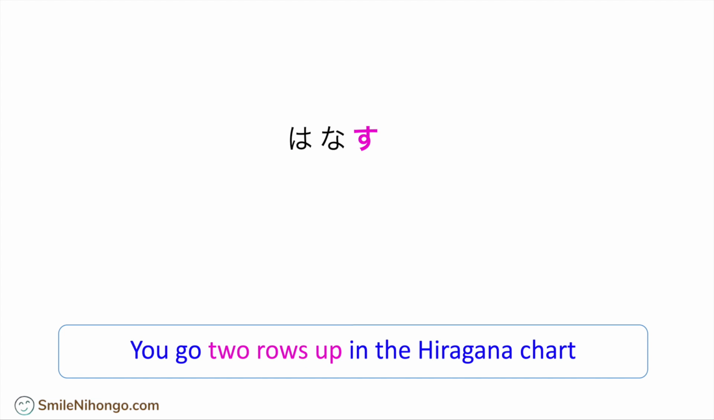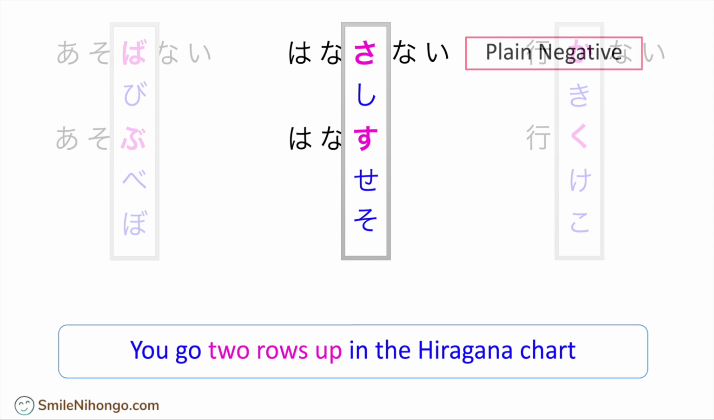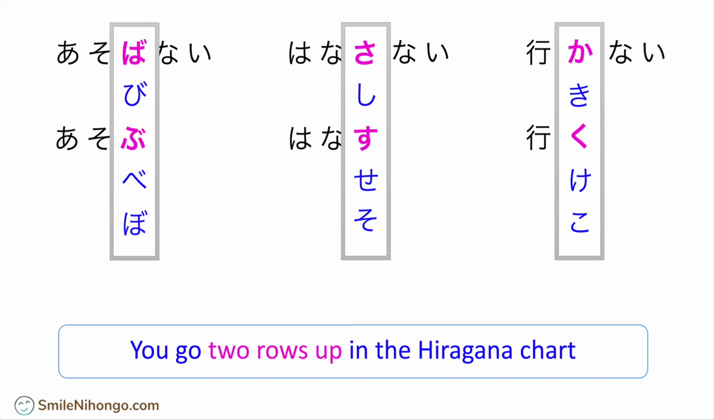Or you can also remember it this way. You go 2 rows up in the hiragana chart for the ending letter. So the letter su at the end of hanasu goes 2 rows up to the letter sa, and then you add nai. This is the plain negative form. If this hiragana chart method is easier for you to remember, you can use this one for conjugation, okay?